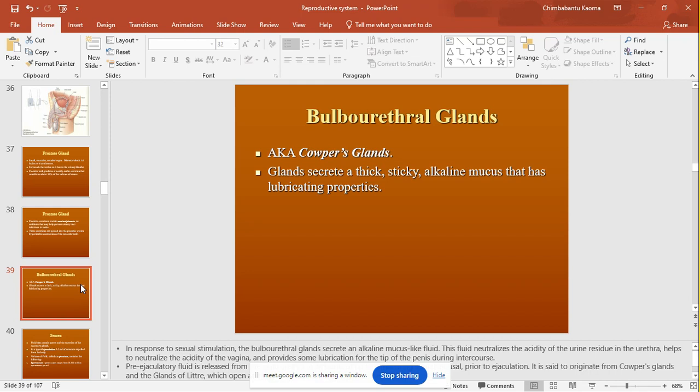Additionally, the Cowper's gland secretion is mucus, and because it is mucus in nature, it does help in lubrication. In fact, it is said that when a man is aroused, there's that initial secretion that you get from the penis. That secretion is not semen, but rather from the Cowper's gland, basically.